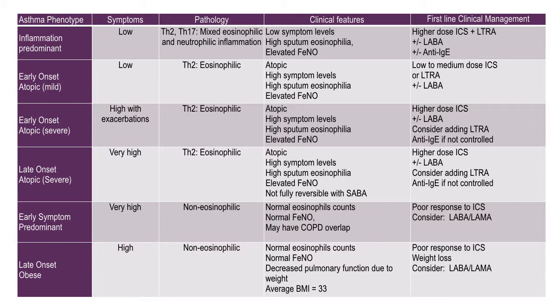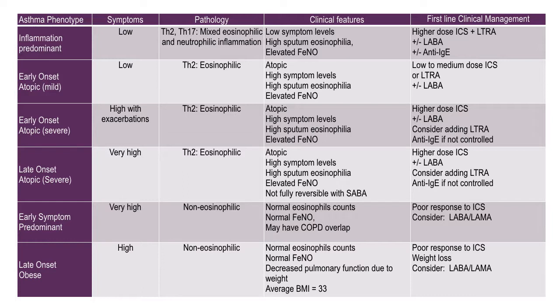of disease. So we have what is called our atopic or allergic and our non-atopic or non-allergic type of disease. So if we look at the top, we have inflammation predominant. We have early onset atopic, mild disease. We have early onset atopic, a severe form. And then we have a late onset atopic, which is typically also a severe form.